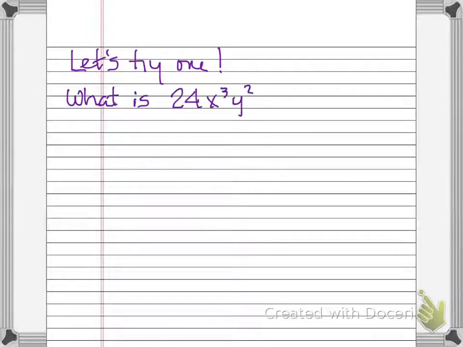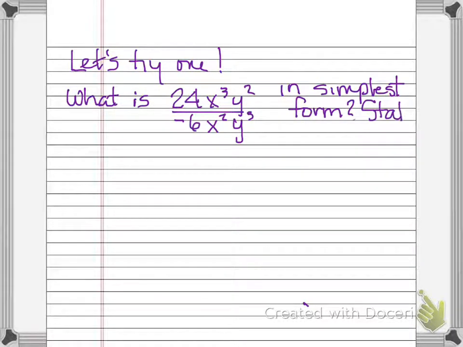Okay, in this section of the video, we're going to start working and trying to simplify some. So let's try one. What is 24x cubed y squared over negative 6x squared y cubed in simplest form? State any restrictions on the variable.